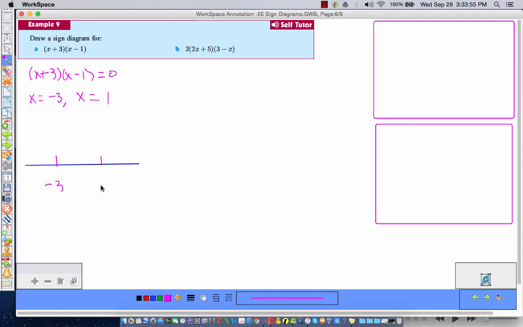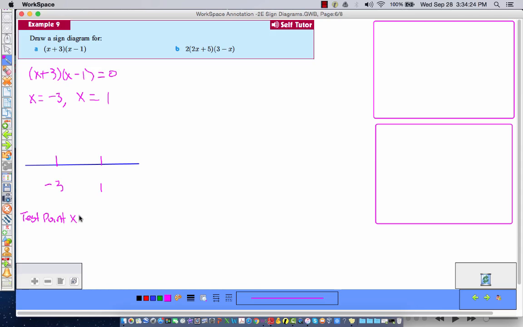and +1. And so what I can do is use any point in the intervals to test to see if the function is going to be positive or negative. If I can, I always like to start with 0. 0 is in the interval from -3 to 1. So what do I do with that 0? Well, here's my test point.